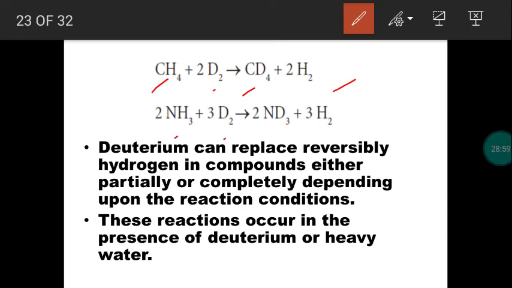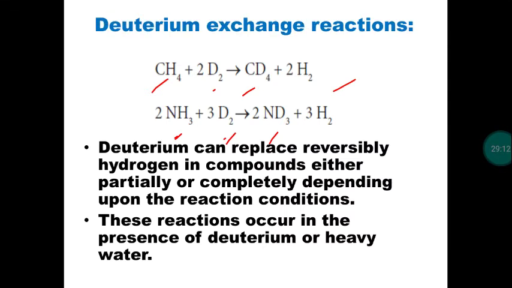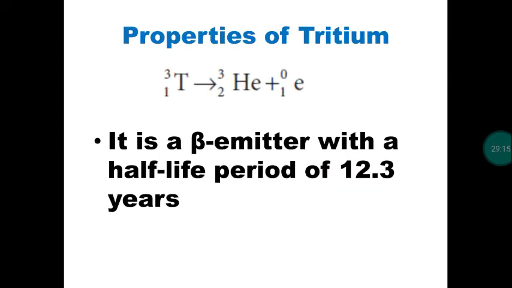In second reaction, take ammonia. In ammonia, all the 3 hydrogen atoms will be replaced by deuterium. So you will get ND3 with the liberation of 3 molecules of hydrogen. So this is called exchange reactions. Next, properties of tritium.